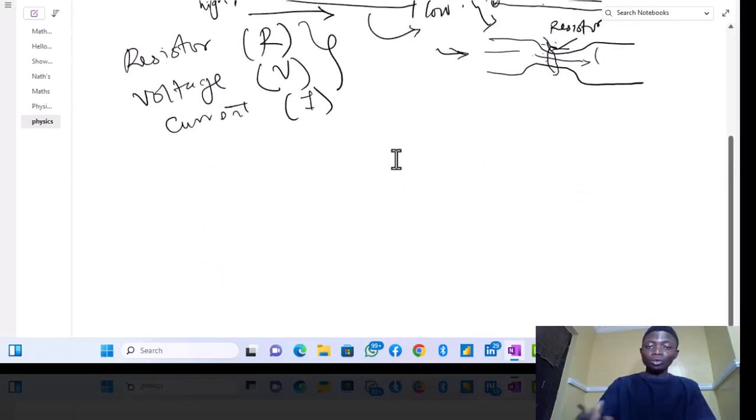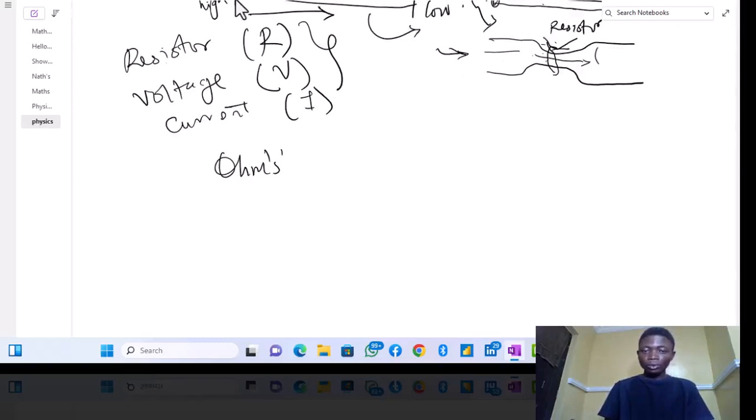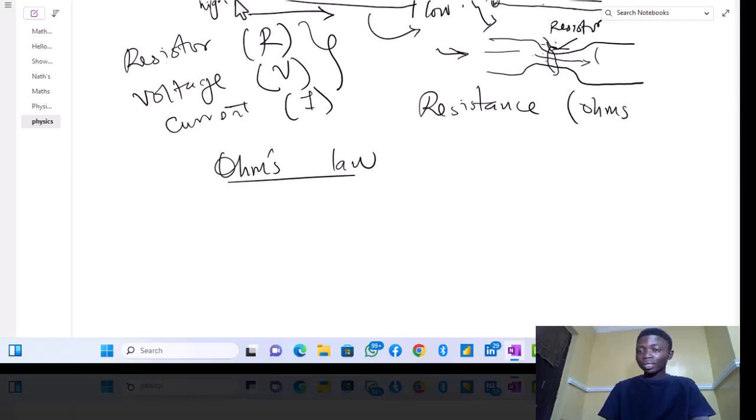I'll spell that. Ohm's law. Ohm's, the apostrophe is there. Ohm's law. Yeah, so what does Ohm's law state? Before I say Ohm's law, I'd like us to know that the resistance of a resistor is measured in ohms. And the symbol is this omega.